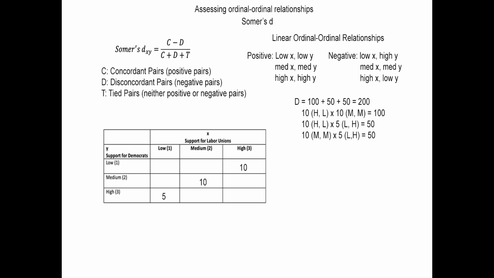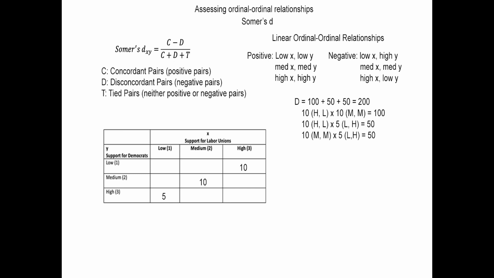Conversely, if we flipped our data around, we could calculate discordant pairs going through the other diagonal. Here we have 10 observations in high, low times 10 observations in medium, medium for 100 pairs. We have 10 observations in high, low times 5 observations in low, high, and that gives us 50 pairs. Finally, we have 10 observations in medium, medium times 5 observations in low, high for another 50 pairs.